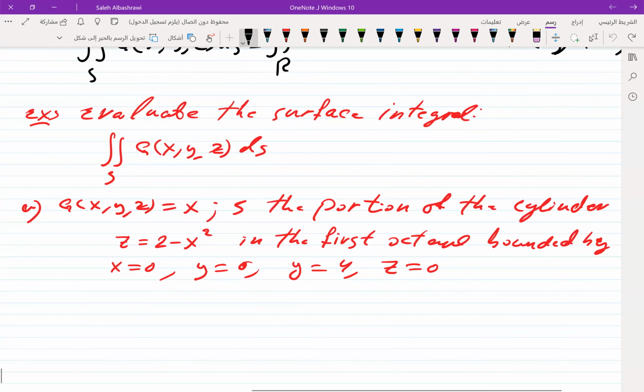Notice that my function is z equal to 2 minus x squared. So z is defined as a function of x and y, but since there's no y, it means you could say y is 0 in this case.